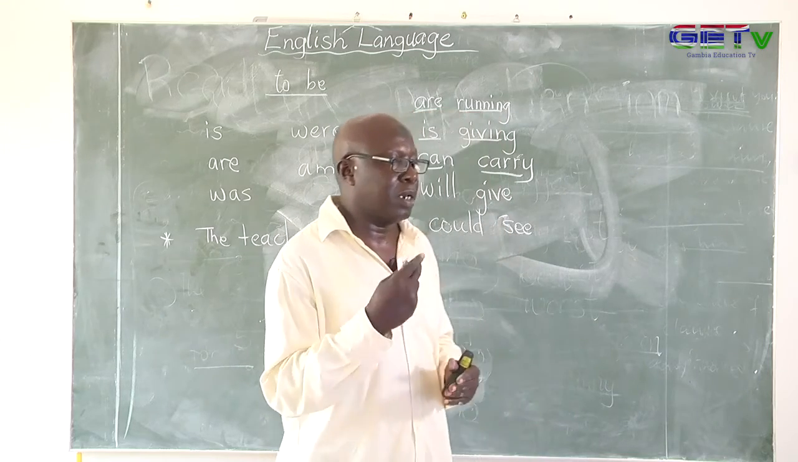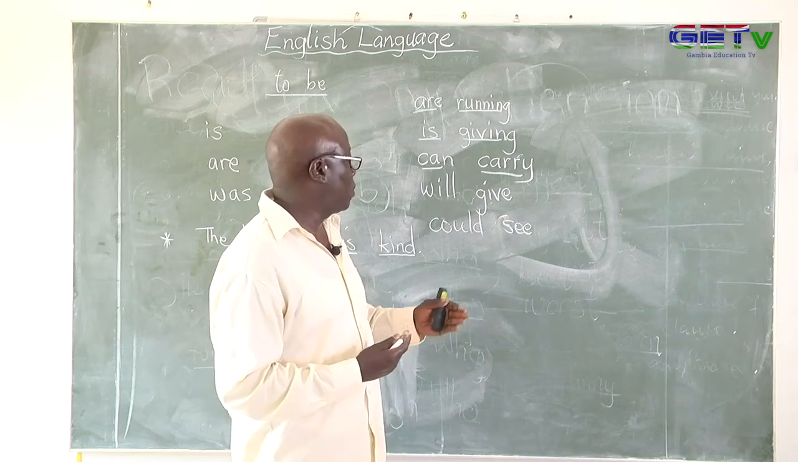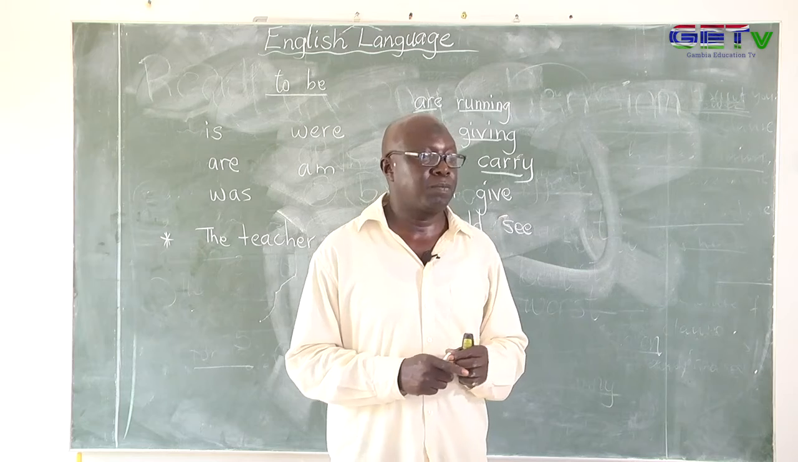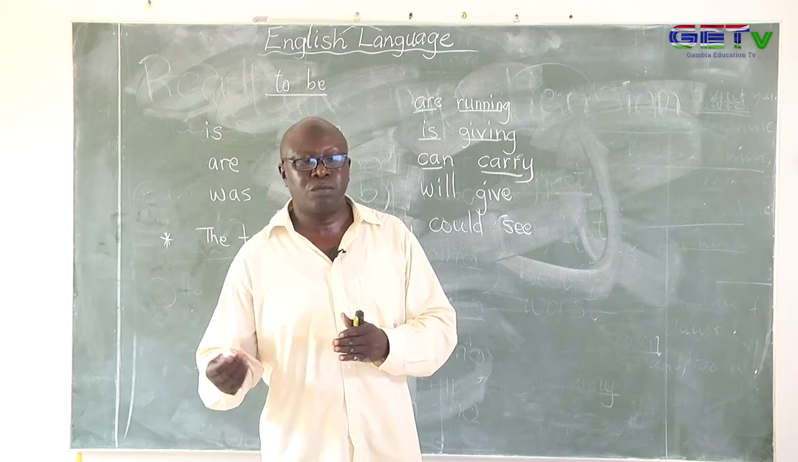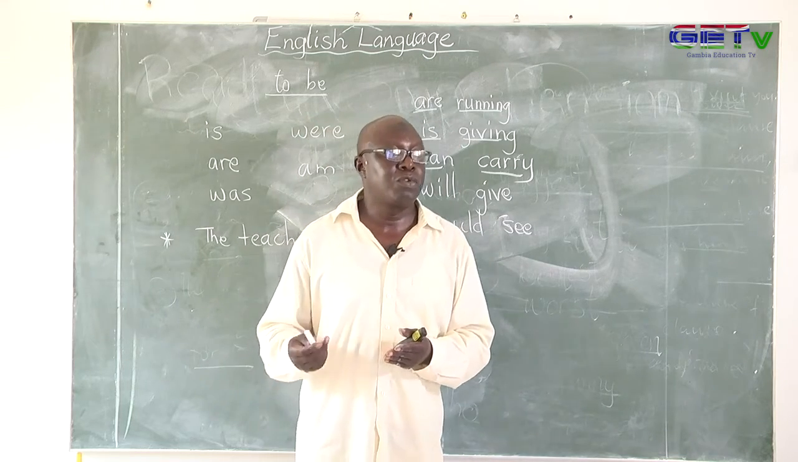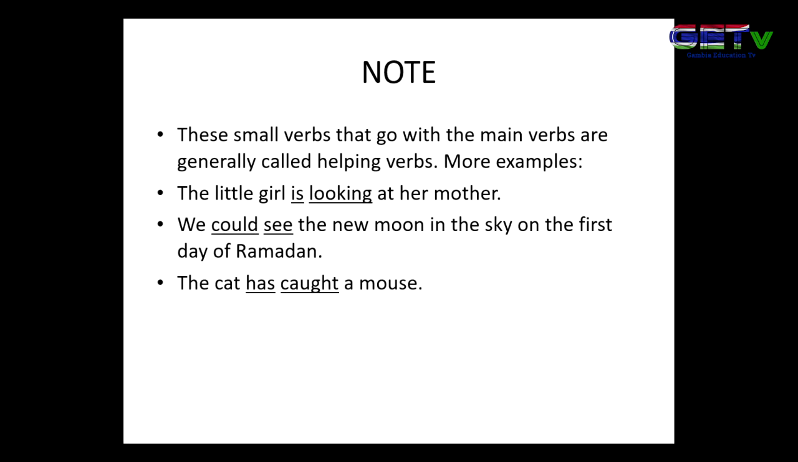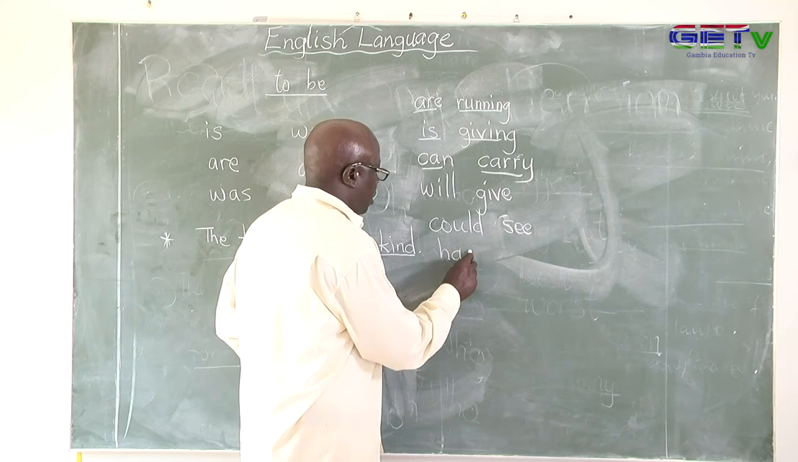We'll not go into that. Our lesson later on will show what I am trying to say. "Could" and "can" are very, very related, so they change one at one time due to something. We could see the new moon. So "see" is the verb here. It's the action, helped by the helping verb "could." We could see the new moon. The cat has caught a mouse. The cat has caught.